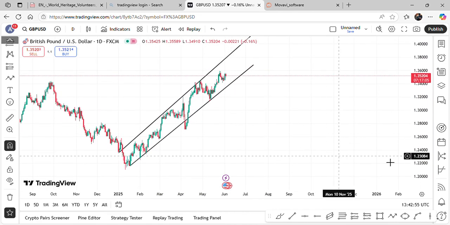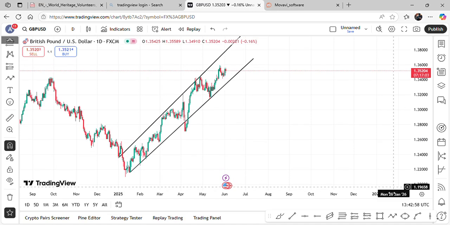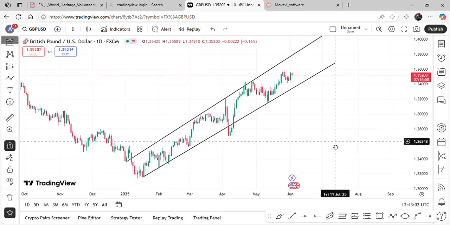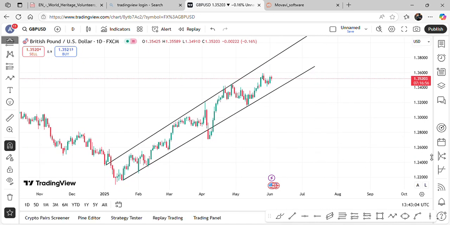Once it is deleted, then I know now that I have a trend. And that's the most important thing which I was looking for on the daily time frame, the trend of the market. And the trend of the market on GBP USD daily time frame is bullish. So what do I need to do with this information? I will now step to the 4-hour time frame.